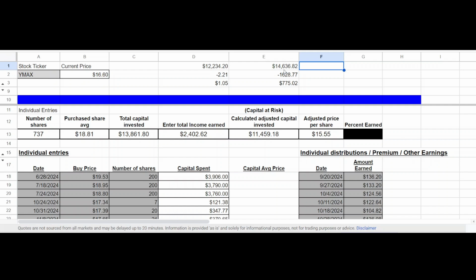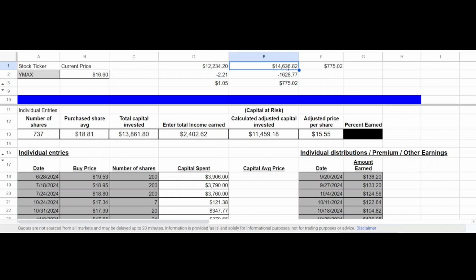but that's not how much I actually gained, right? Because I did pay to get into this. So what's the difference? Well, that difference here is the $14,636.82 that I now have, minus the amount that I originally invested, the amount that I paid to get those 737 shares, and that's going to give me that $775.02.